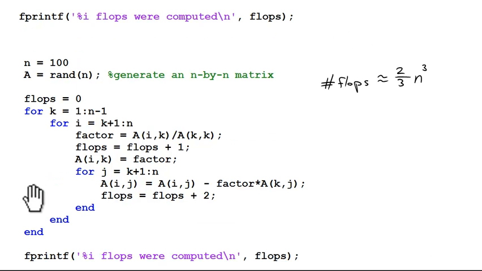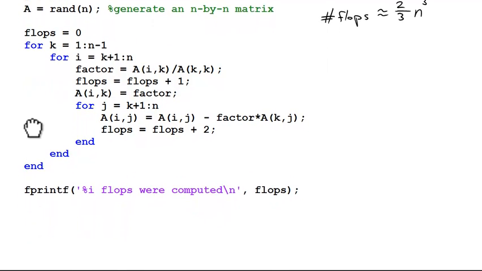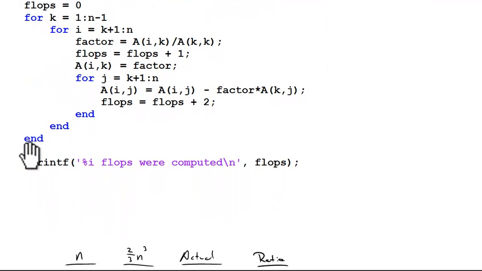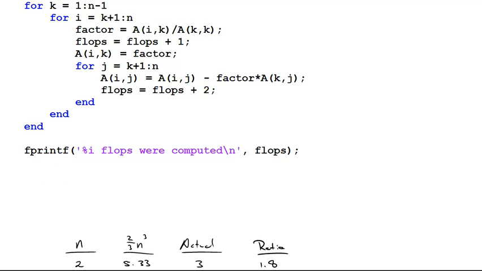So I ran this code with n equal to 2, n equal to 3. I ran it again with n equal to 10 and n equal to 100. And I prepared this table where I charted n, and then the value 2/3 n to the third power, and then the actual number of flops, and then a ratio between this scaled power and the actual number of floating point operations.